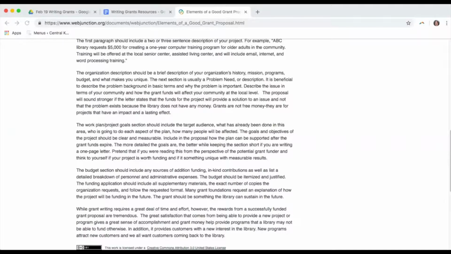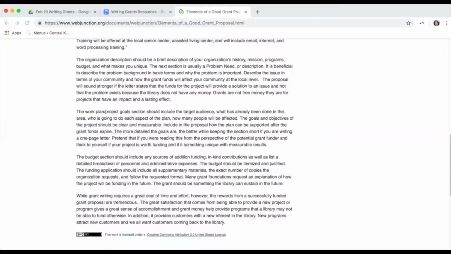Also, you want to have clear and measurable goals. You want to know that this grant is going to go for this project. We want this project to meet X, Y, and Z goals, and this is how we're going to do it. Plan it out step by step.